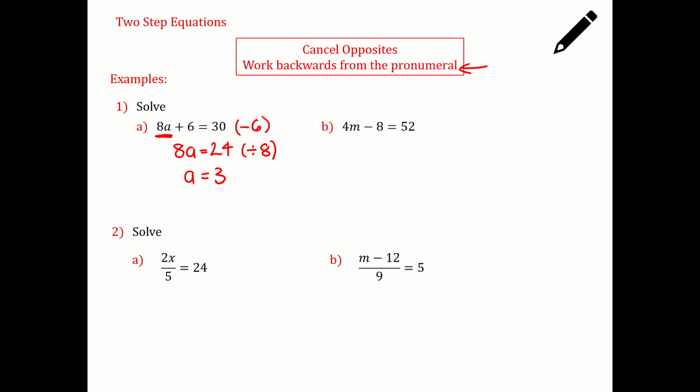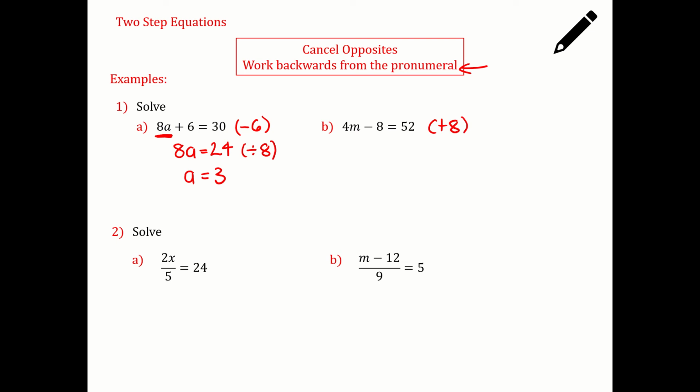Okay, let's look at the next one. We've got 4 times m take away 8 equals 52. I want to know what just m is, so I need to get rid of the 4 and the 8. Which one would I do first, the 4 or the 8? I'm going 4 times m take away 8. So if I go backwards, the 8 is what I cancel out first. The opposite of taking away 8 is plus 8.